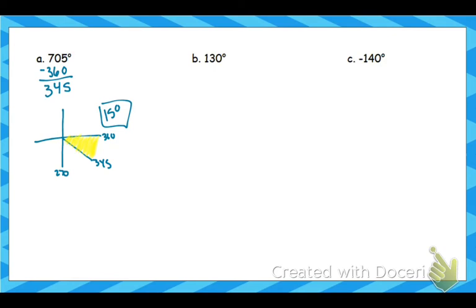All right, so this one was actually a typo. We already did 130. This was supposed to be a negative 30.